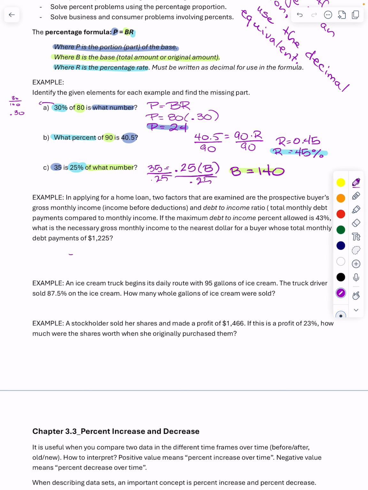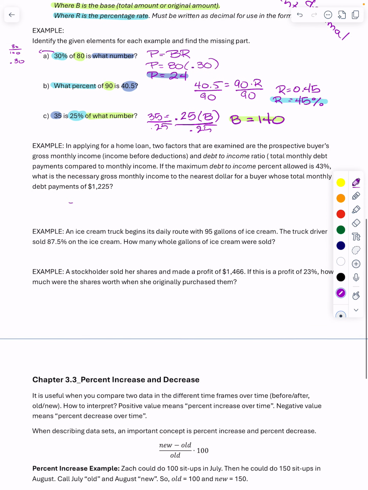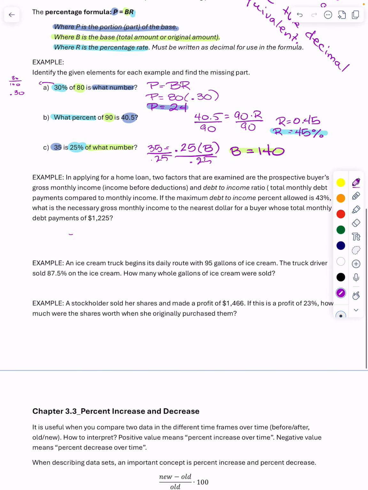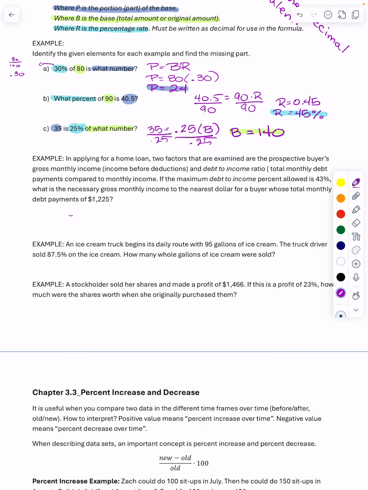Okay. I would pause for a minute and read this next example. Kind of wordy, and so you want to make sure you understand what it's saying. So when you apply for a home loan, two factors are looked at. That is your gross monthly income, how much you're making each month, and your debt to income ratio. They want to see how much of your income is already spoken for.